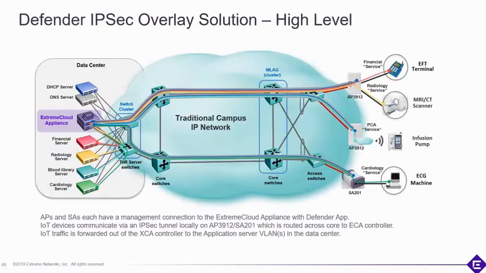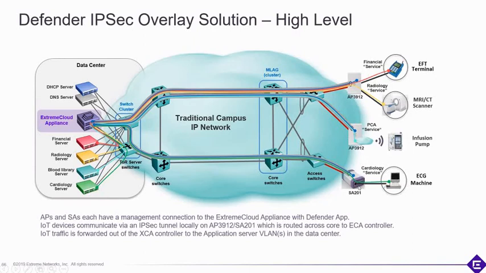So let me show you an example. This is a Defender IPsec overlay solution. So you may have a traditional campus network, layer 2, layer 3, or right, layer 3 network with MPLS and all those things, right? So what you could do is put the IoT appliance on the left-hand side here, Extreme Cloud Appliance, and then at the edge here you can have the IoT Defender, which is the SA201. So this may be an ECG machine, right? Or it may be an AP connecting to an infusion pump wirelessly.